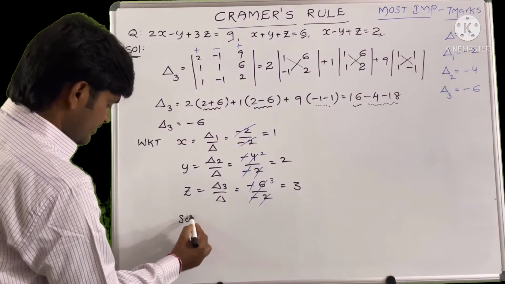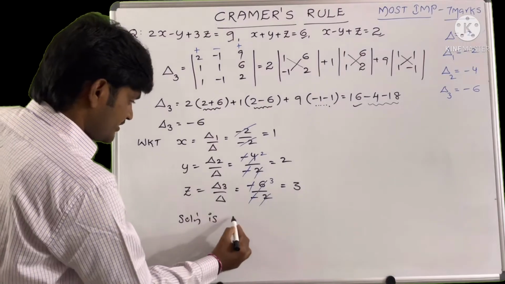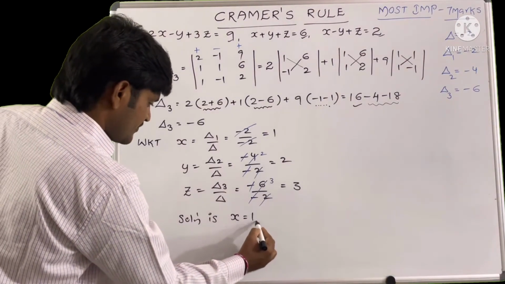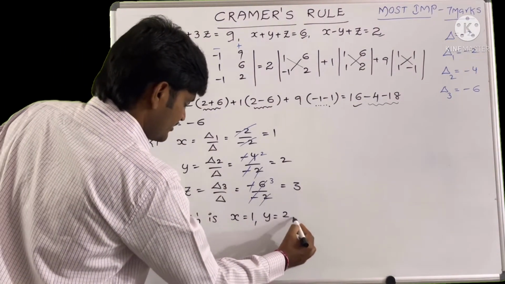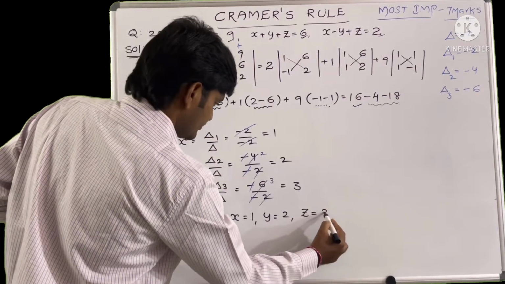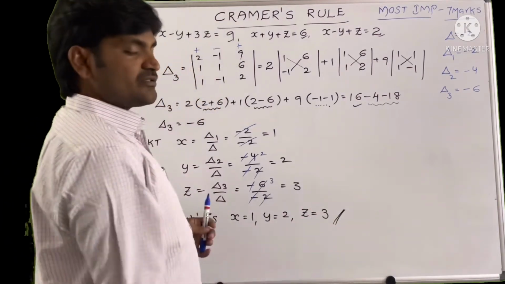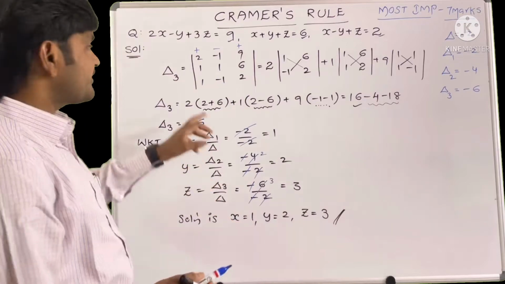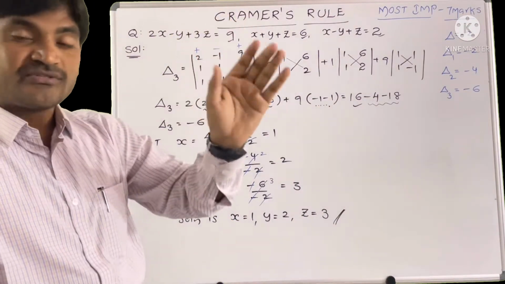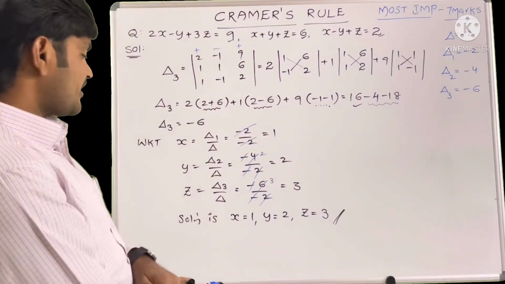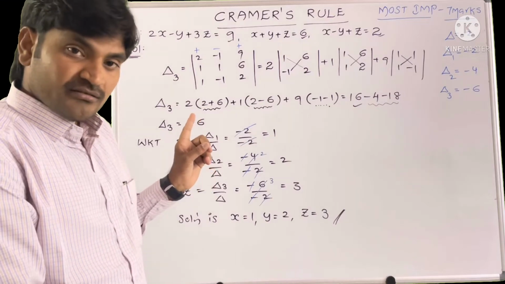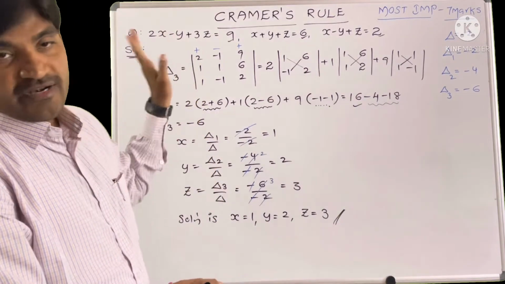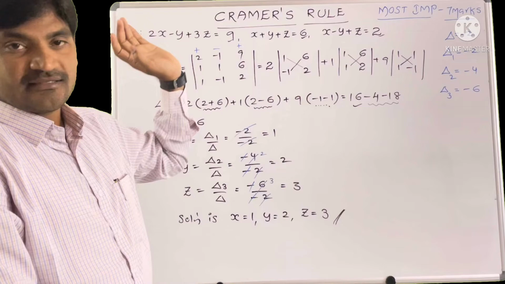Hence the solution is x equal to 1, y equal to 2 and z equal to 3. So this is the solution of the given 3 equations by using Cramer's rule. Okay? So this is a very important model for board examination.